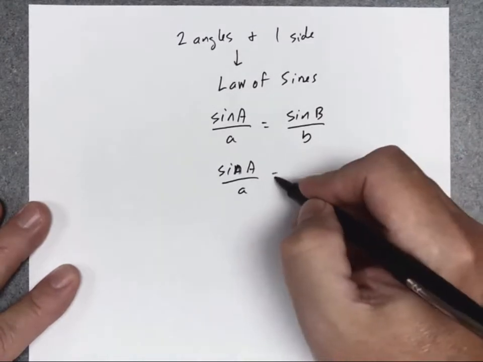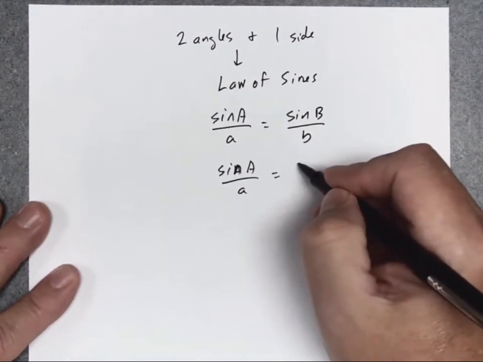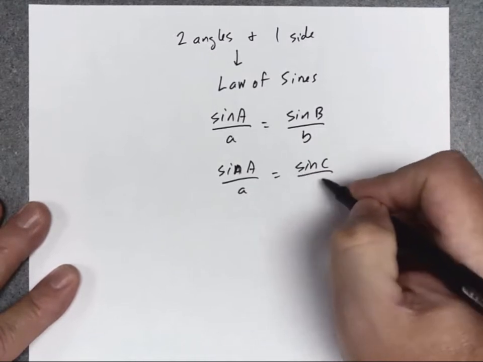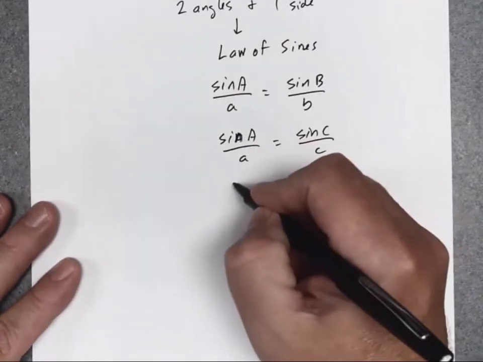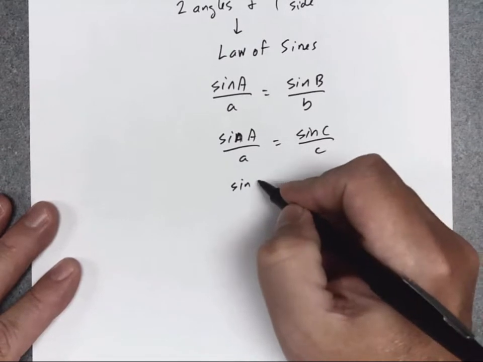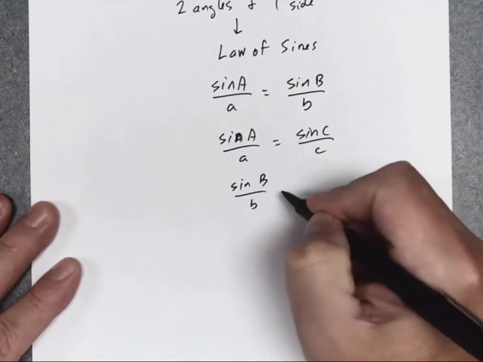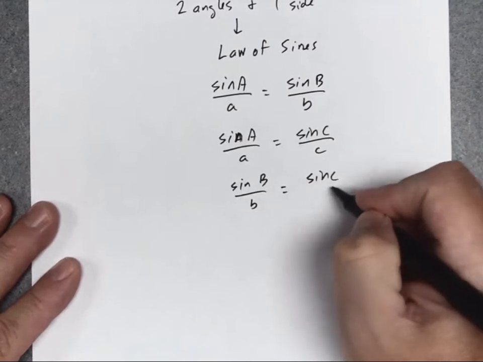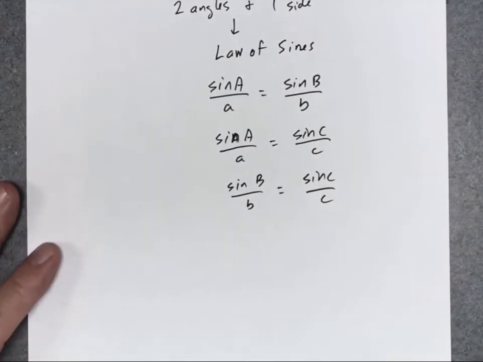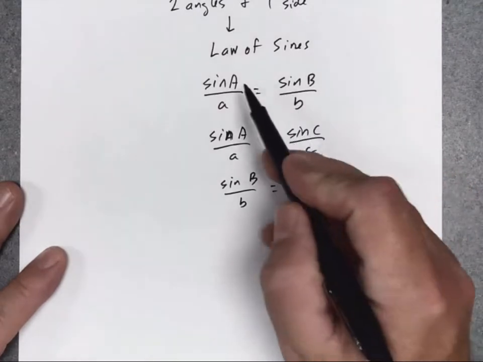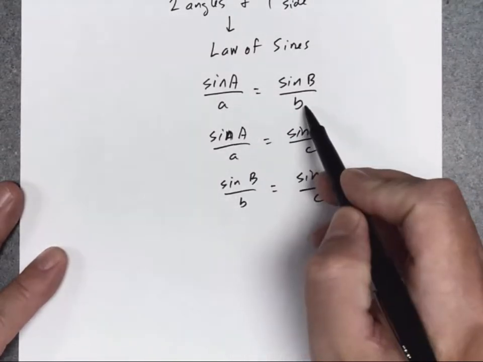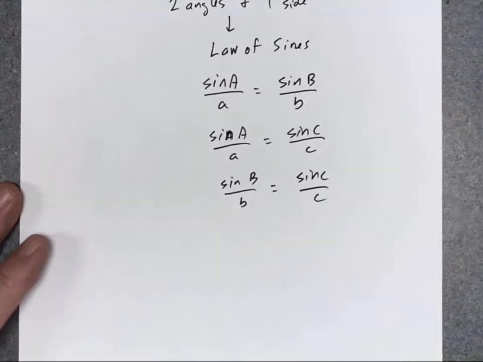But of course, instead of B, we could say sine of angle A over side A is equal to sine of angle C over C. And finally, common sense probably says we could pair up the B's and the C's. So there are 3 different applications of the law of sines. It's basically taking 2 angles and the 2 corresponding sides. It's just a pretty straightforward relationship.